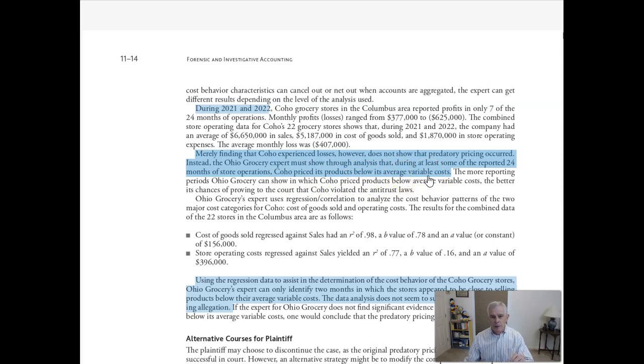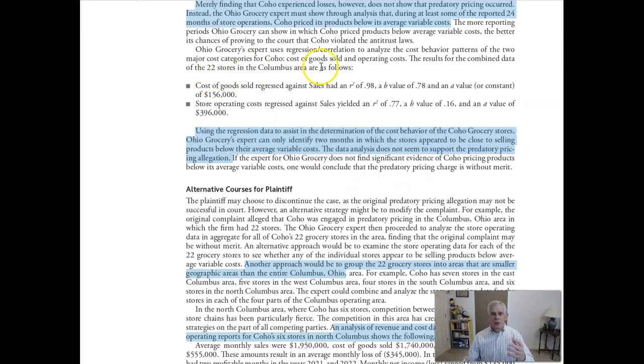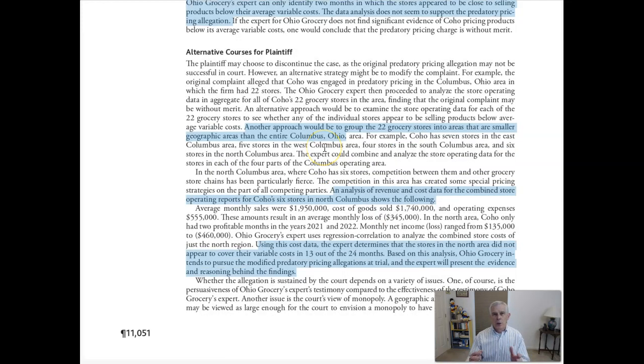So can that be proven? Well, based on using regression analysis and so forth, Ohio Grocery's expert could only identify 2 months during the entire 24-month period that Coho might have priced their goods below average variable cost. 2 months out of 24. Is that enough for predatory pricing? Might not look so. Another approach, though, instead of going over the entire Columbus, Ohio area, is to break that out into sub-areas. And so what about the north, south, east, and west areas of town?